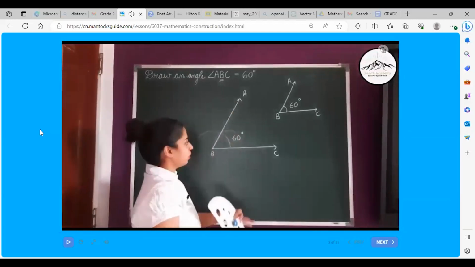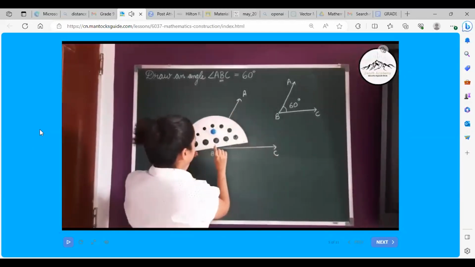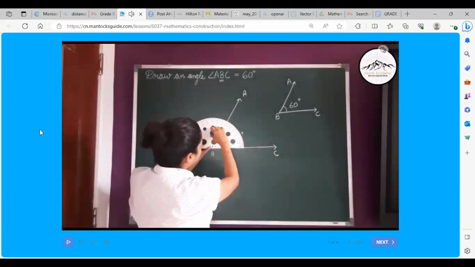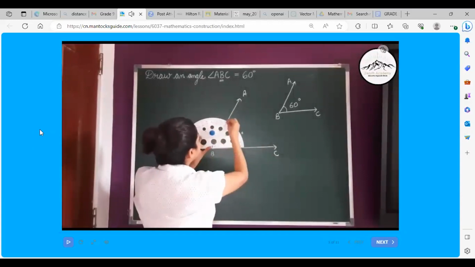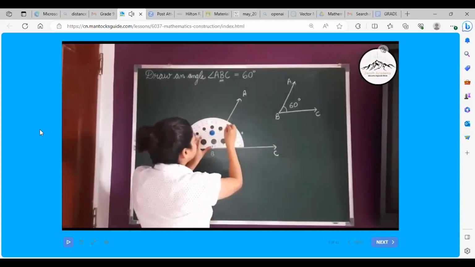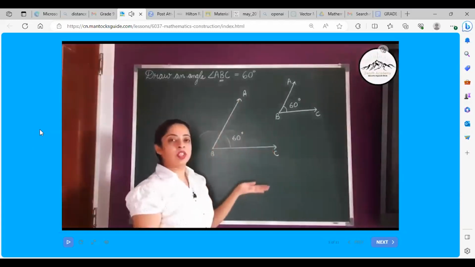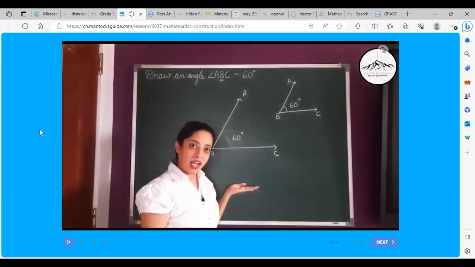You can check this with a protractor. So take the protractor, keep the pointer at B. And you can check that this is perfectly 60. Here you can see this is 60. This is perfect 60. I hope you have understood how to draw a 60 degree angle.